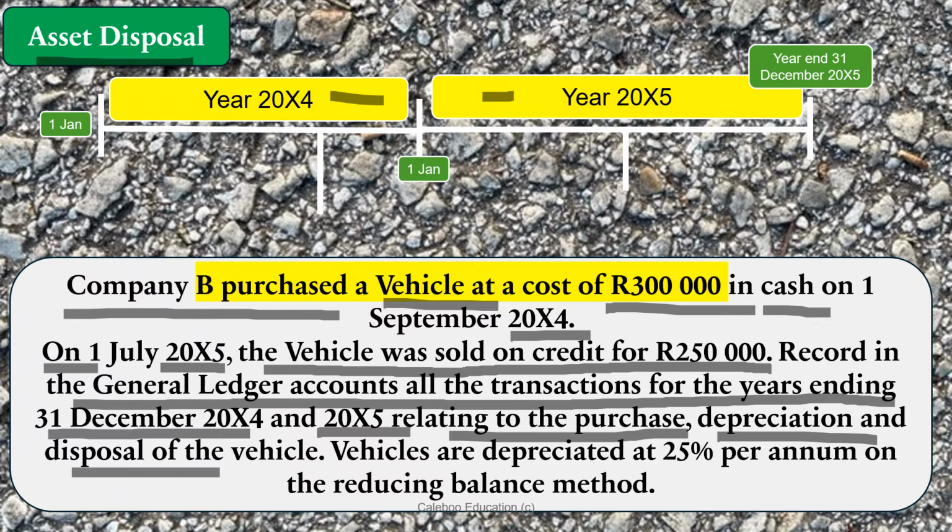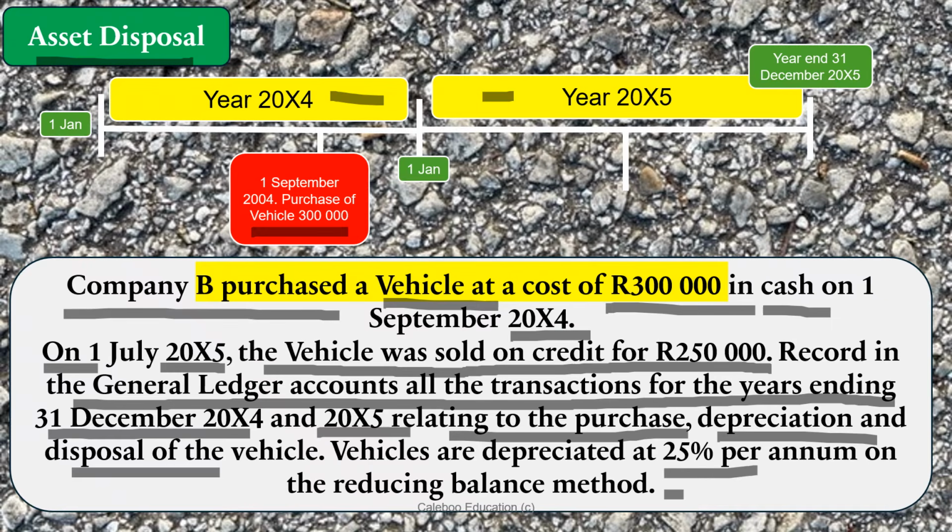Vehicles are depreciated at 25% per annum on the reducing balance method. So that is the carrying value. Depreciation is done on the carrying value. The reducing balance method or the diminishing balance method, same thing, but as we go on, you will see exactly what I mean. I just put here the events on the 1st of September 2004, the purchase of the vehicle.